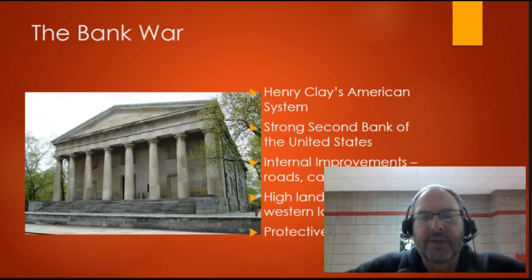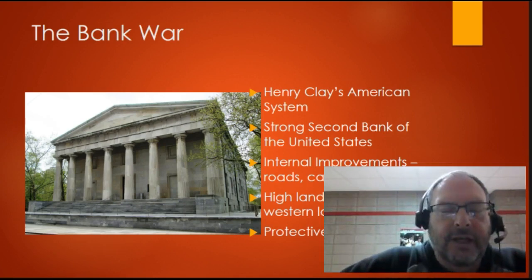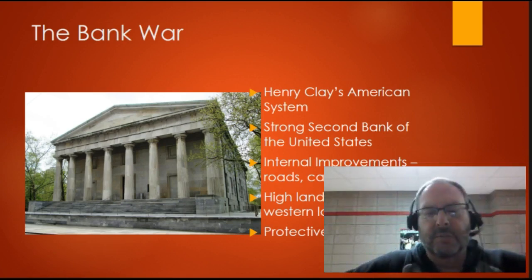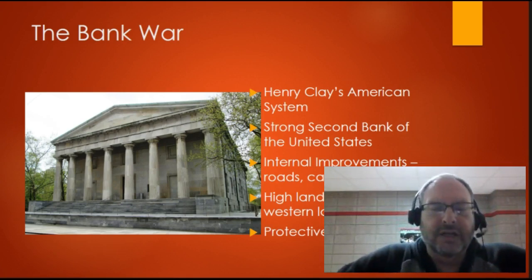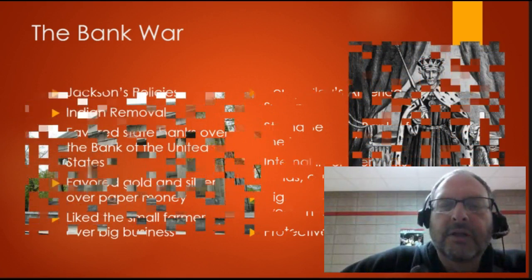Clay wanted to keep the price of Western lands that the government could sell very high, because this was a source of income for the government. And the last thing that he was a firm believer in was a protective tariff. So, countries buy things from other countries, and a tariff is a tax on goods coming into the country. So a protective tariff would support American manufacturers and American industry. So let's go to the next slide.